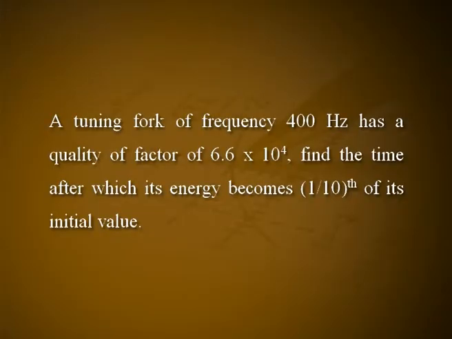Problems. A tuning fork of frequency 400 Hz has a quality factor of 6.6 into 10 raised to 4. Find the time after which its energy becomes 1/10th of its initial value. Answer. Energy is equal to E naught into e raised to minus 2kt, which is equal to E naught into e raised to minus t by tau.